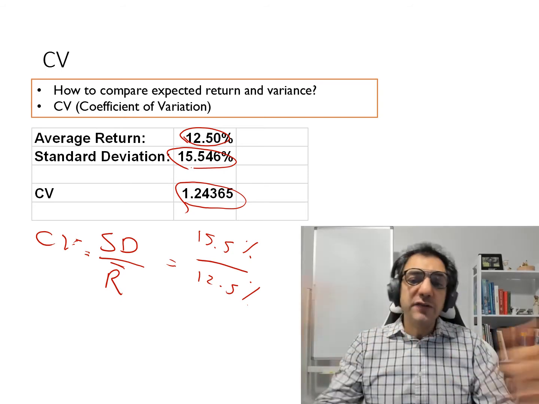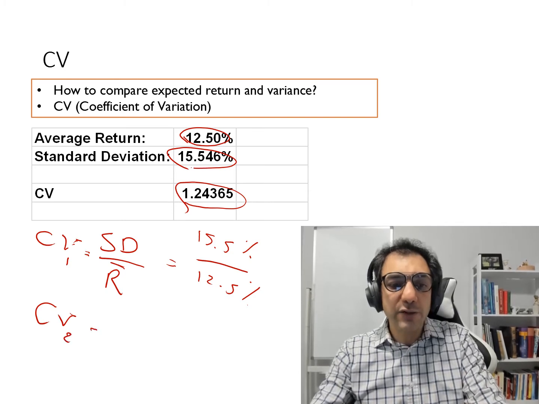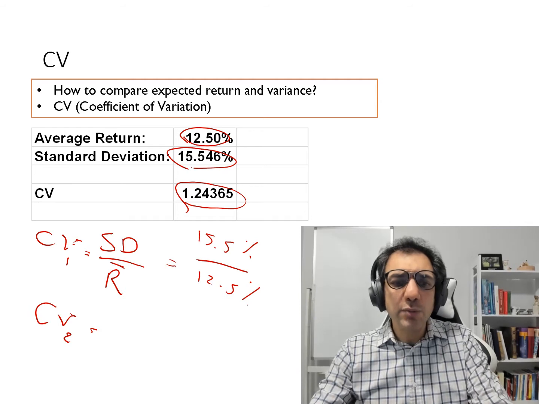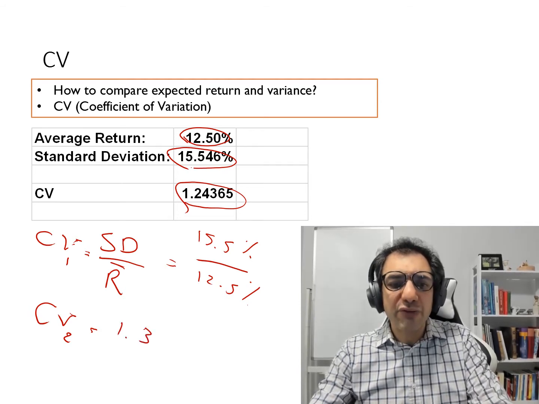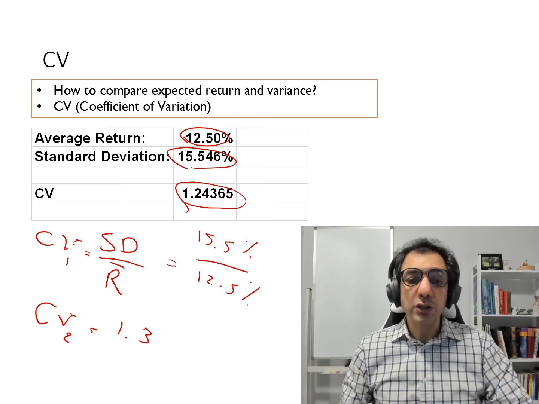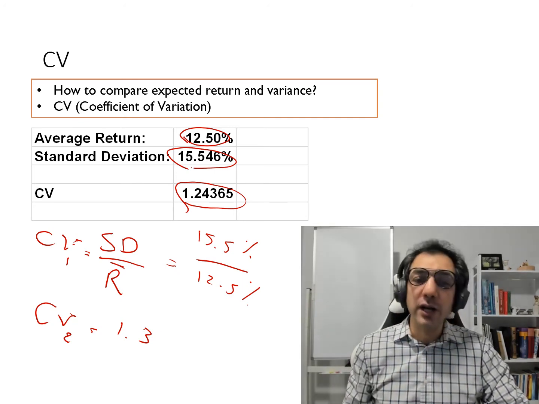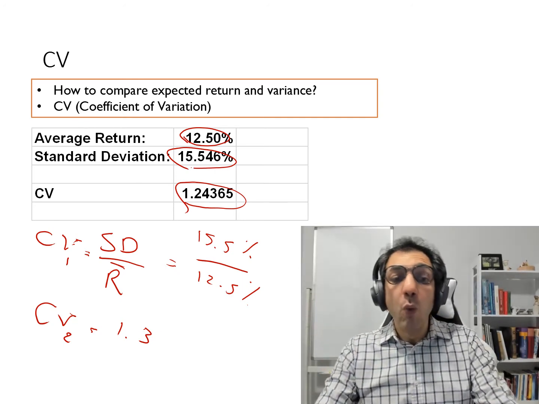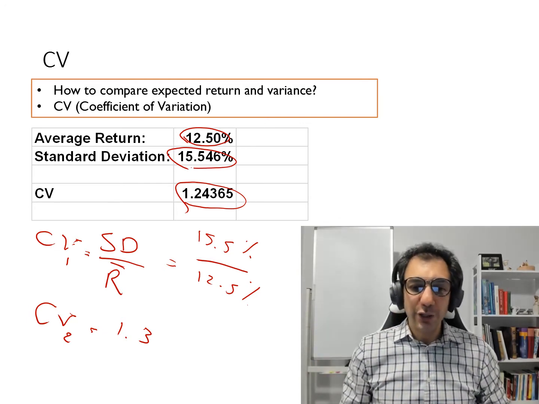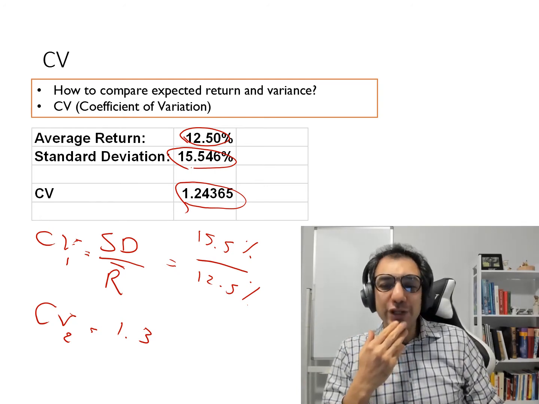So if you have a different investment, let's say I have another investment, let's call this CV1 and let's call this CV2. I have another stock investment. I calculated CV and it gives me 1.3. What does it mean? It means for stock 2, you are taking higher risk for the same level of return. So in this case, you should choose 1. Why? Because it provides you lower risk with the given return. So you see the CV is a better indicator of both risk and return.